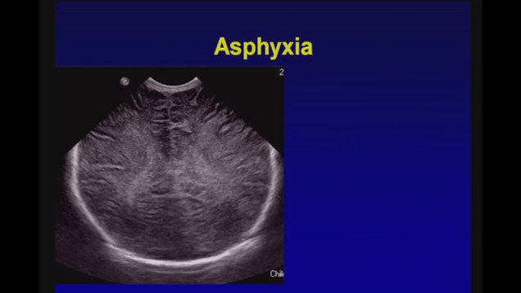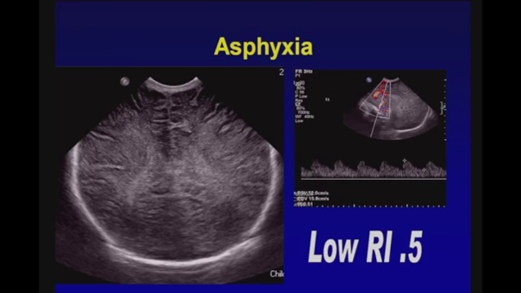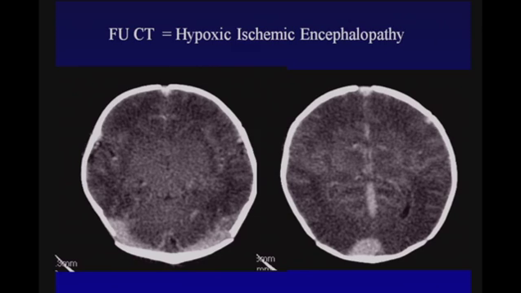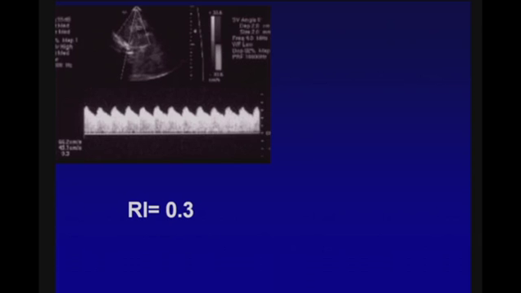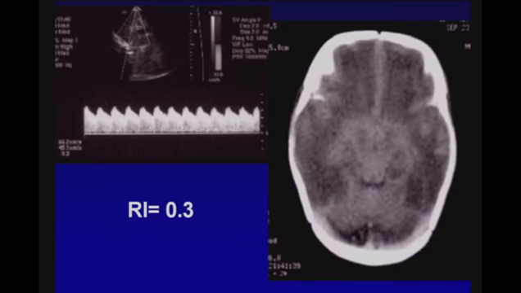So here we have a diffusely edematous cranial ultrasound. The RIs are low. This helps us to distinguish this from your typical brain just after delivery. And on follow-up, this indeed was an infant with hypoxic ischemic encephalopathy. Here's another infant with a low resistive index. CT again confirmed the severe HIE.